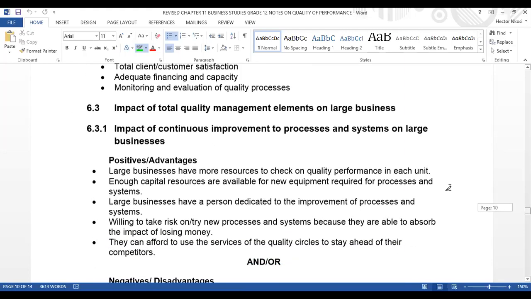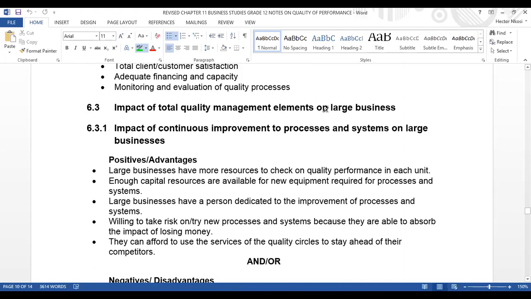Today, I want us to start with the impact of total quality management elements in a large business. So basically, yesterday we looked at total quality management just in a nutshell. But now, on a large business, we want to see how total quality management is going to look. Firstly, we're going to look at the impact of continuous improvement to processes and systems on a large business. Let's look at the positives about these improvements, or the advantages, right? Positive means good things, advantages also good things about this improvement.